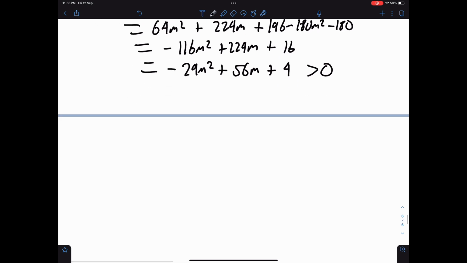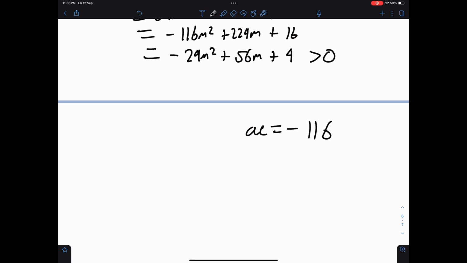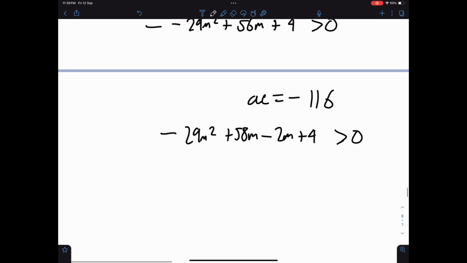And now let's try and factorise this. So AC equals, what is it? 4 times 29 is 116. Oh, yeah, we've already done this, so that'll be 116. The brain's going. And so let's try and factorise this. Let's have a think. 116, what can we divide by that? Honestly, at this point, I would have already gone for the quadratic formula. But it's right in front of you, 58 and 2, I think. So minus 29m squared plus 58m minus 2m plus 4. We're trying to go greater than 0.